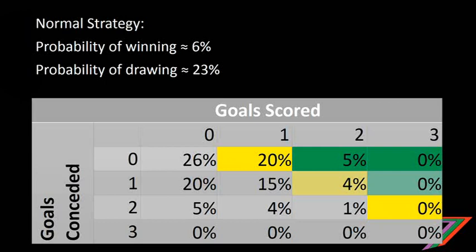In fact, winning is also more likely with this normal strategy adopted, because there's a 5% chance of scoring two goals and conceding none, and scoring three goals, either conceding none or conceding one, adding up to approximately another 1%. So in this case, you can actually see not changing strategy and keeping with the normal strategy rather than going aggressive is actually the better strategy for winning the game and for drawing the game.